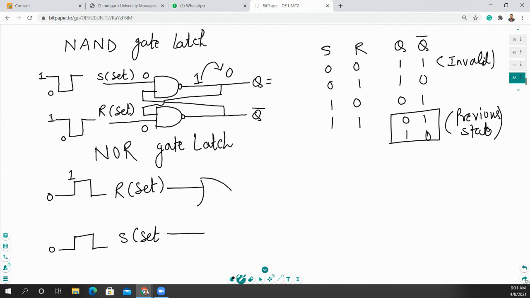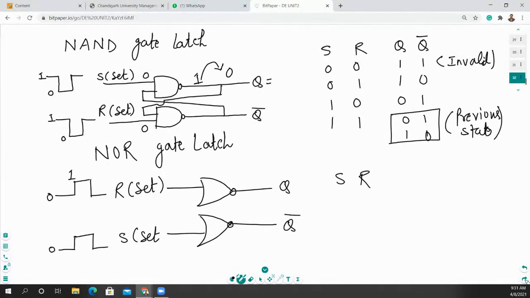Similar to what we have explained in the previous example, we have to use these NOR gates. Okay, and we have to use this NOR gate right here. So this is your output Q, and this is output Q bar, and you have to draw the truth table first. So what is the truth table for this SR flip-flop in case of NOR gate?